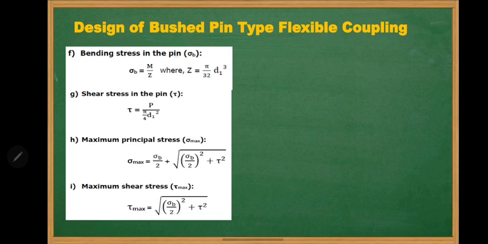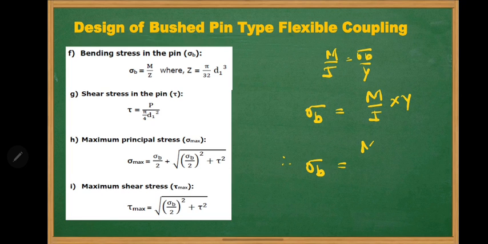Next step is bending stress in the pin. Bending stress is calculated using the basic bending equation, M by I equals sigma b by y. From this equation, bending stress is sigma b equals M by I multiplied by y, and therefore this becomes M by Z, where Z is the moment of inertia divided by the distance of the extreme layer from the neutral axis. So sigma b equals M by Z, where Z for the circular section is pi by 32 d1 cube.